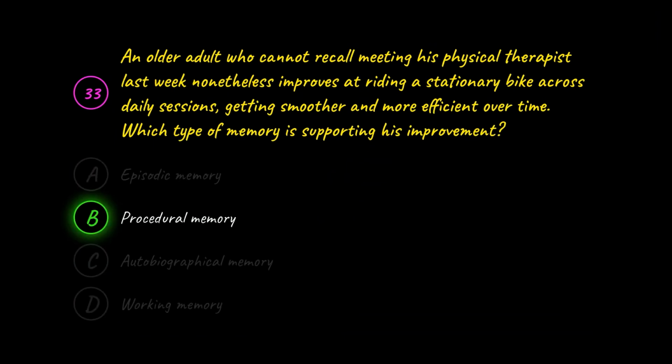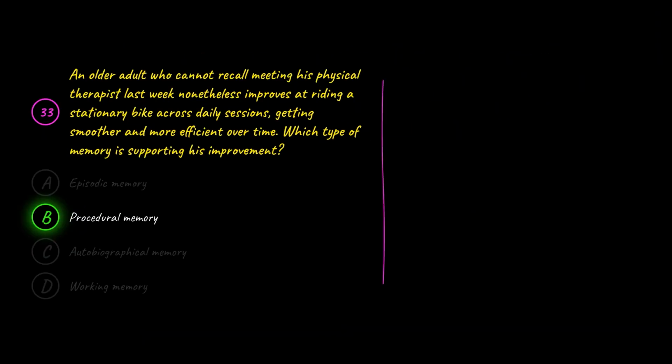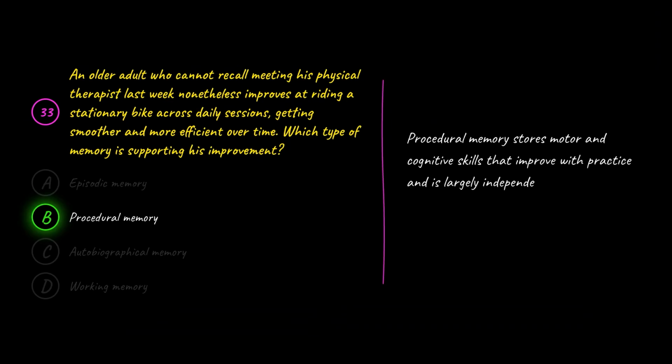The correct answer is B. Procedural memory. B is correct because procedural memory stores motor and cognitive skills that improve with practice and is largely independent of conscious recollection, which is why the patient improves at biking despite no episodic memory of the sessions.